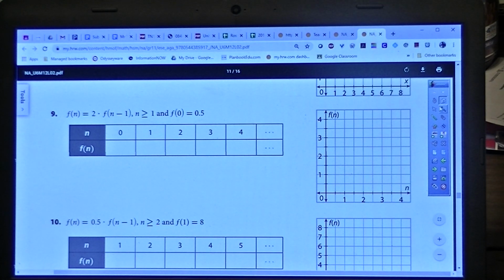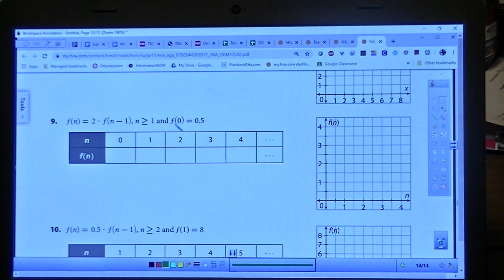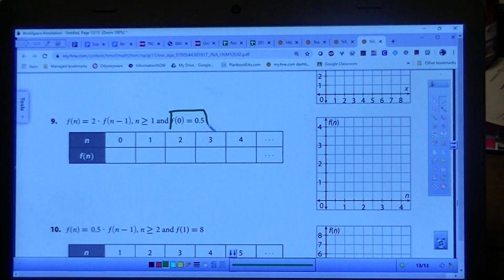Oh, number 9. That's that regressive stuff again. This is a regression equation. It's telling us that this is where we start. So the 0 is 0.5. This is our starting point. This is a sub 0 equals 0.5. Well, what do we say this is? This is the previous term.